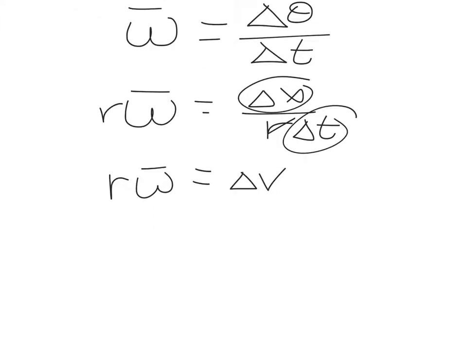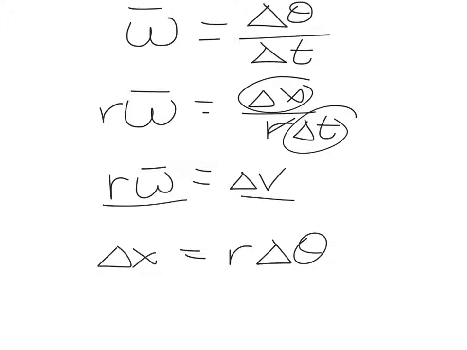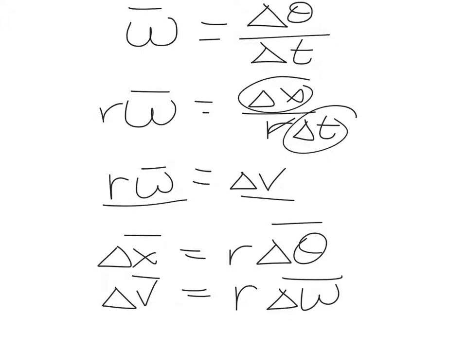Essentially what I can say here is, before I had delta x, the linear displacement, equal to r times the angular displacement. Well, here I can write the same thing, only with velocity, so that the delta v should be equal to the radius times the delta omega. So this is a way that you can convert linear quantities to angular quantities.